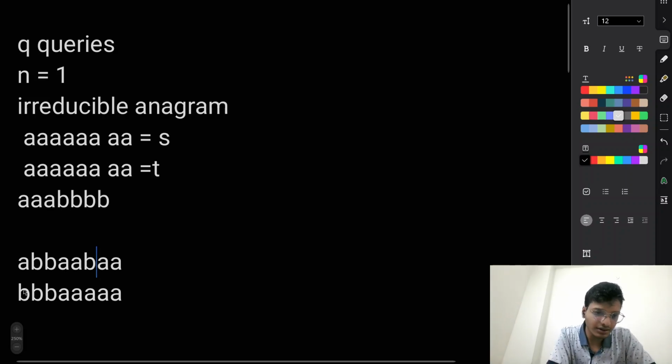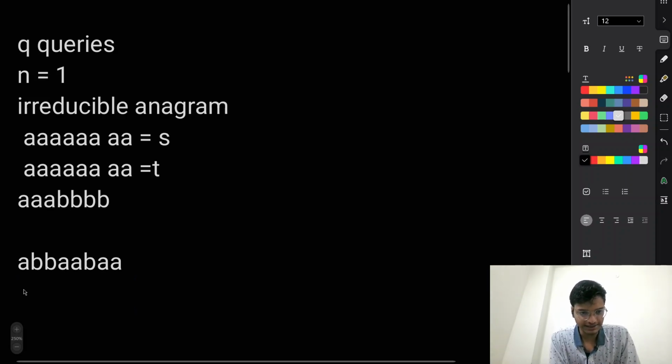Wait a second. How can we make the prefix part an irreducible anagram? Since we know that we can put A, B, and then A here. Maybe we put A, then A again, and then B and then B.